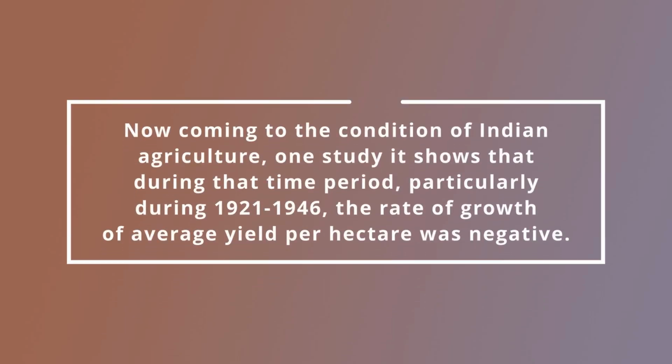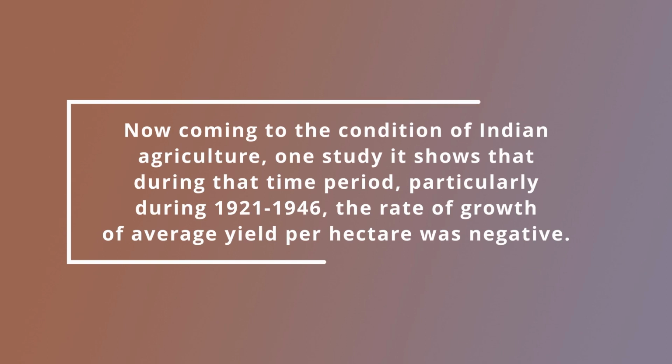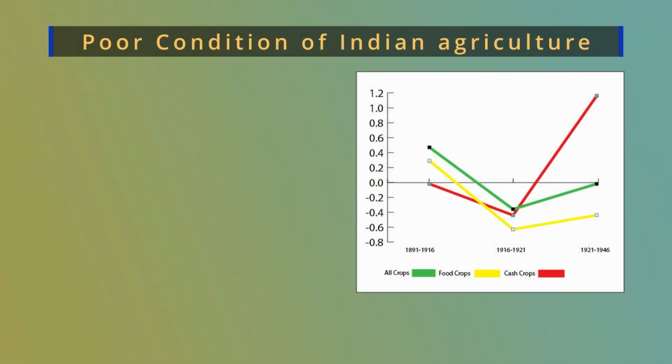Now, coming to the condition of Indian agriculture. One study shows that during that time period, particularly during 1921-1946, the rate of growth of average yield per hectare was negative. Normally, the productivity of agriculture is measured in terms of yield per hectare. It was negative. The growth rate was negative.